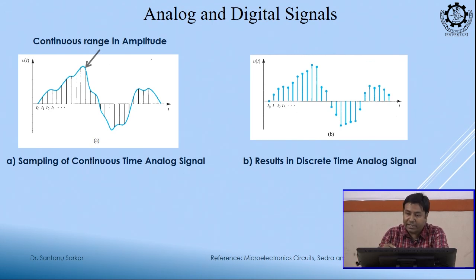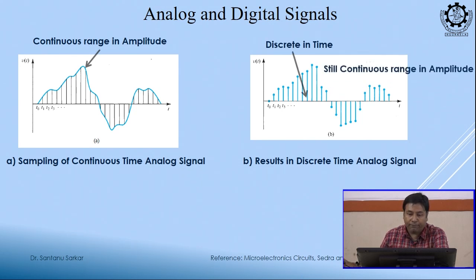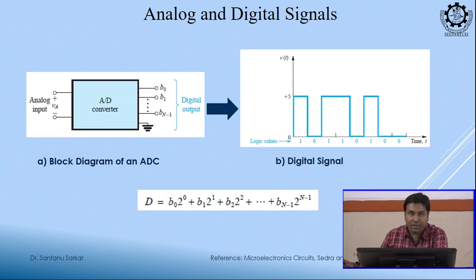Now, you can see this waveform, still the amplitude covers all the ranges. So, still it is analog in amplitude, but discrete in time. So, this is the first step of conversion due to sampling. So, sampling of a continuous time analog signal will result in a discrete time analog signal. Now, after this discretization, we can quantize them to a digital value.